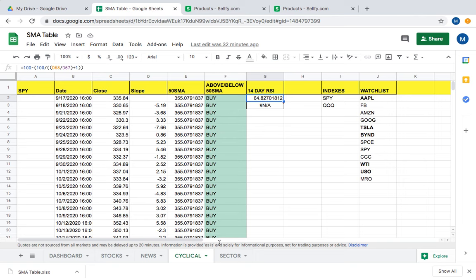And if you need more explanation on that, it helps to do some research on what the relative strength index tells you. And then over here, I've got some sample indexes and some stocks that I am watching at this time.